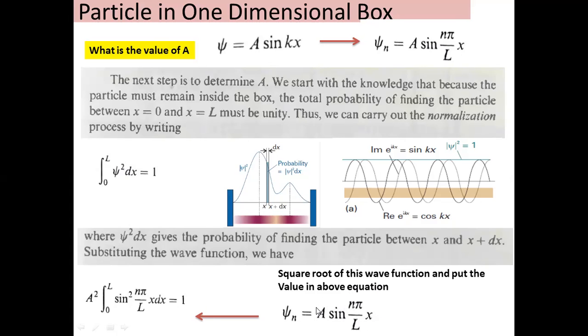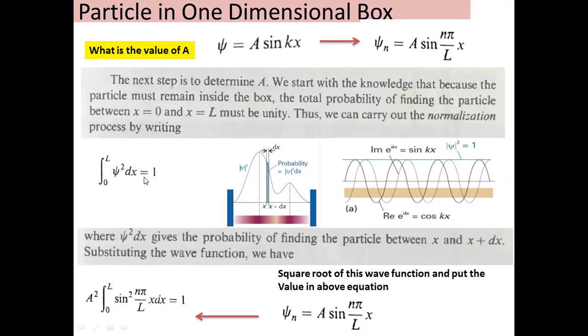So this is just how you are going to express, or you are taking, the square of the psi function. I am putting the psi square value in this equation, and the equation will become like this. What is this equation? A square will be the constant, it will be here. Then you have to take the sine square of n pi x by L, dx is coming from the dx, and 1 is coming from the same equation.